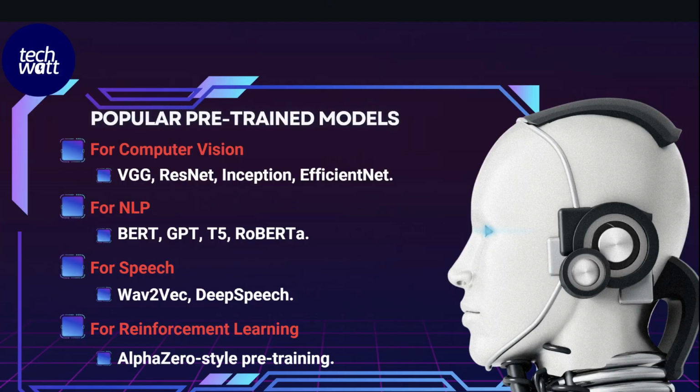Now let's look at some popular pre-trained models. In the case of computer vision, we have VGG, ResNet, Inception, and EfficientNet. For NLP, which is natural language processing, we have BERT, GPT, T5, and RoBERTa. For speech, we have Wav2Vec and DeepSpeech. For reinforcement learning, we have AlphaZero style pre-training.